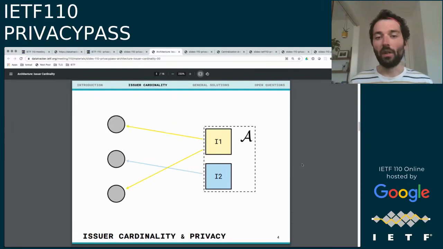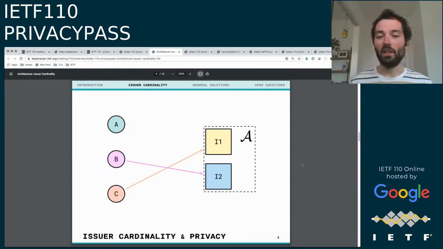In the issuance phase, the clients are issued tokens. The clients are these blobs on the left-hand side, and these issuers, I1 and I2, issue tokens to some clients. But at this stage, the issuers don't learn anything about the clients other than what is defined at the transport layer of the protocol, which is not something that's currently covered in this working group. The next slide, please.